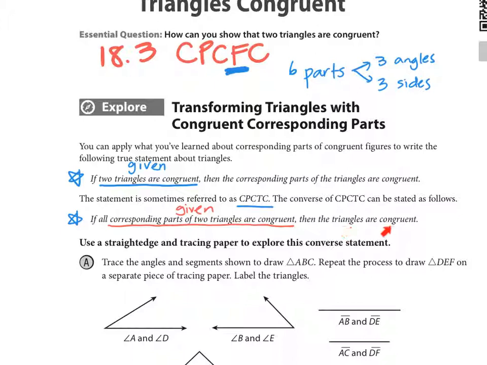Hopefully you notice something about both of these statements. The first one: if the two triangles are congruent, then the corresponding parts of the triangles are congruent. The second one: if all corresponding parts of two triangles are congruent, then the triangles are congruent. The exact same wording is used, they just switched the if and the then. We call it the converse when we switch those parts.